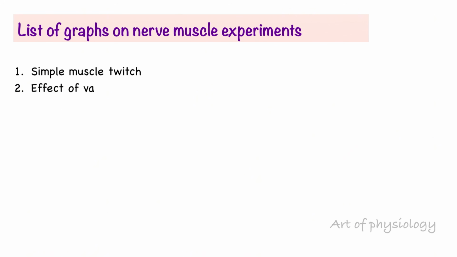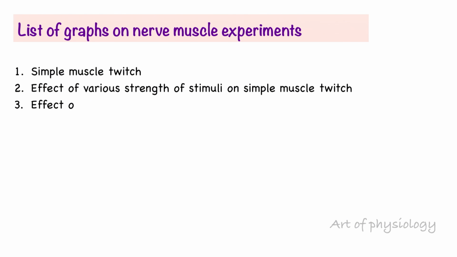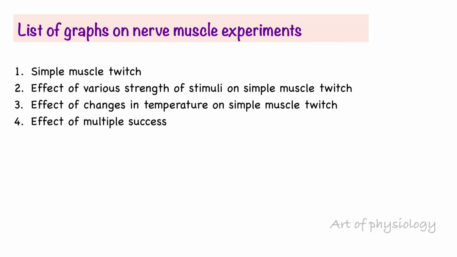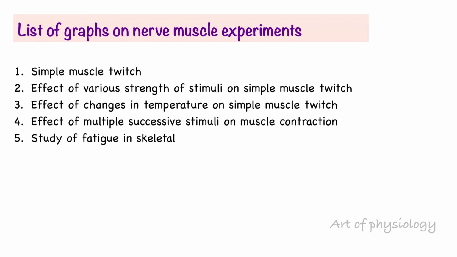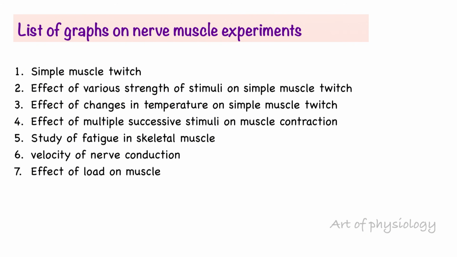First one is simple muscle twitch, then the effect of various strength of stimuli on simple muscle twitch, effect of changes in temperature on SMT, effect of multiple successive stimuli on muscle contraction, study of fatigue in the skeletal muscle, velocity of nerve conduction, effect of load on muscle, and at last the measurement of isometric contractions using nerve muscle preparations.